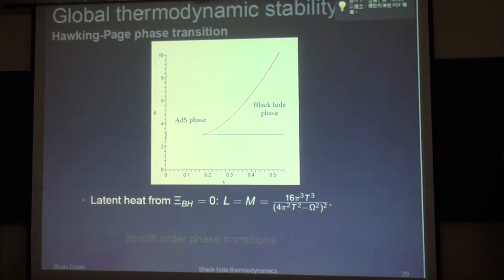But if lambda goes to 0, the angular velocity has to go to 0. You can't have non-zero angular velocity when lambda is 0, because otherwise things are rotating faster than light. Okay.